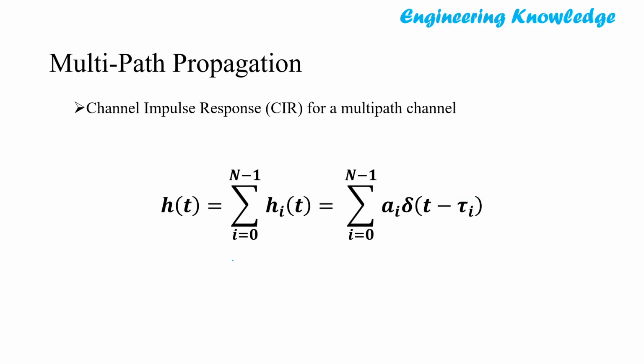To model this, we use the channel impulse response h(t) as a summation of n components, from 0 to n minus 1. These n components are the ith channel impulse response h_i(t), and h_i(t) is nothing else but an amplitude a_i with a delay of tau_i for the ith component. So when we add all of them, from 0 to n minus 1, we get the complete channel impulse response of the wireless communication system.